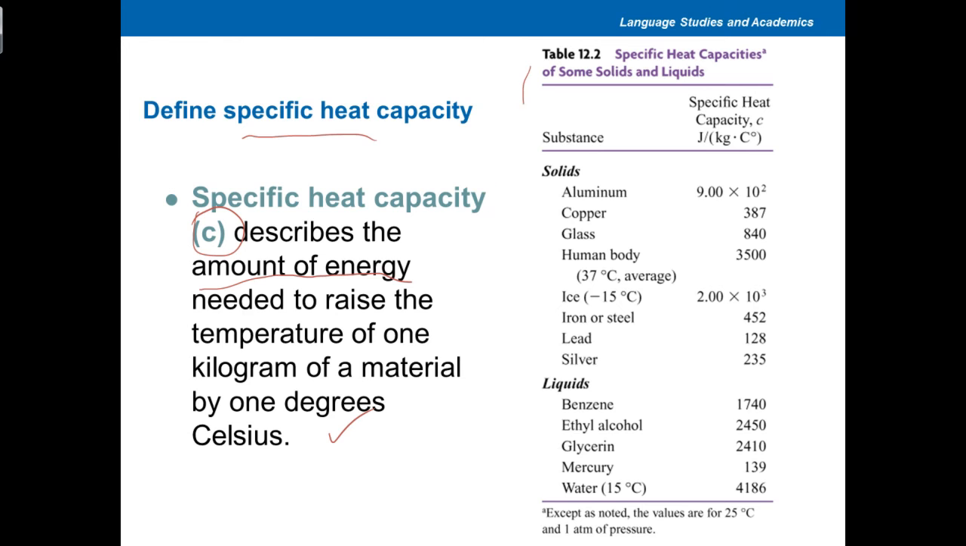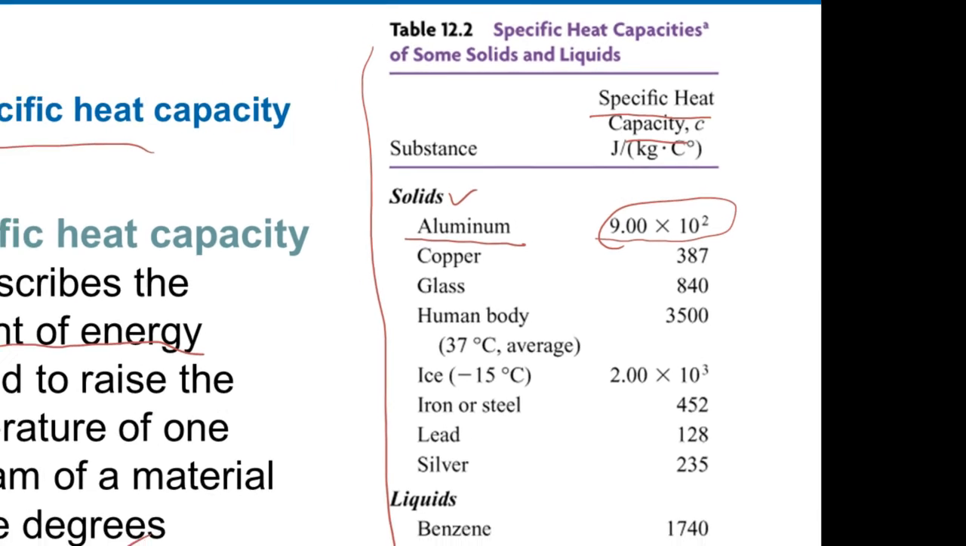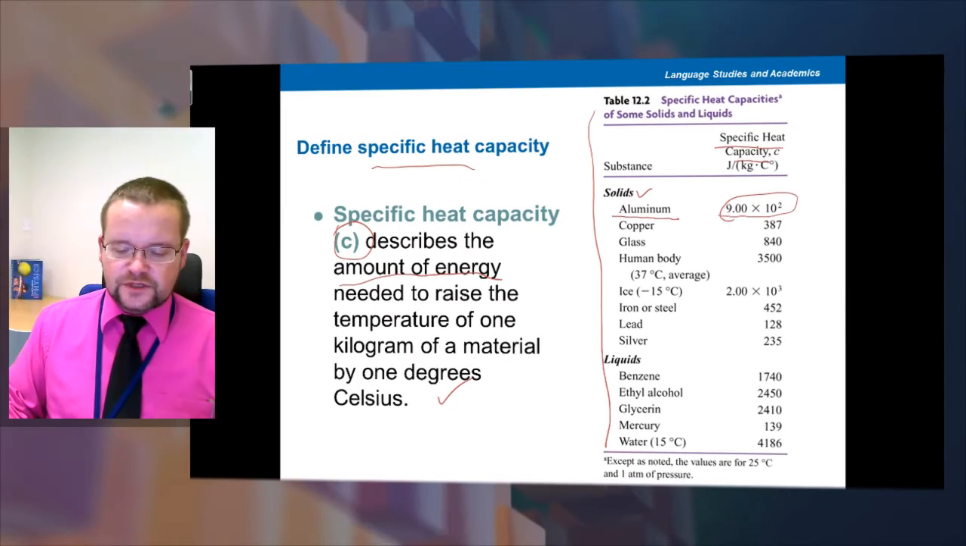If you take a look at the table here, we have various substances. For example, aluminum in a solid state has a specific heat capacity of 900. The units for specific heat capacity are joules per kilogram per degree Celsius. You can think about specific heat also as the amount of thermal energy a particular material has the ability to hold. For example, water versus metal.